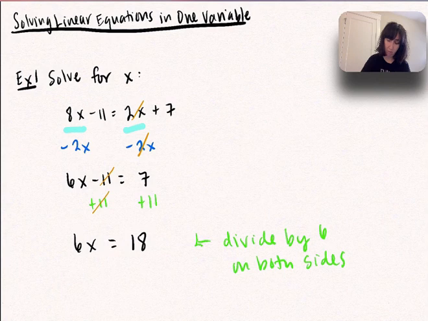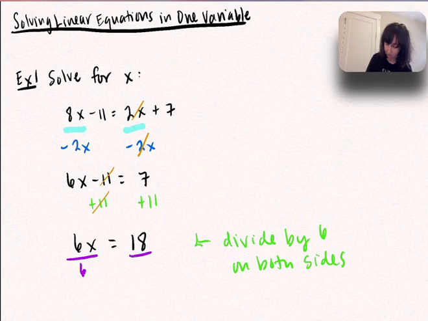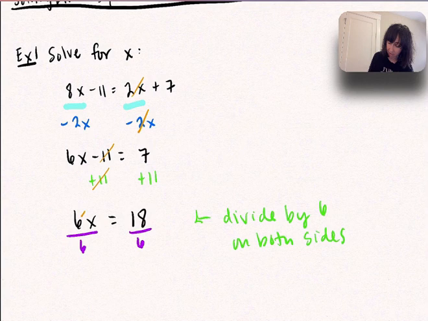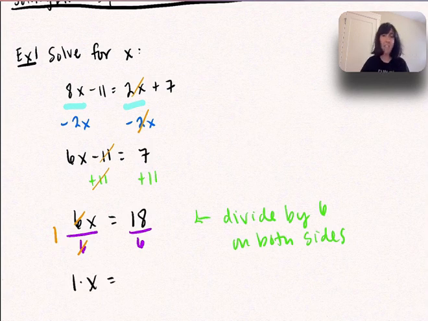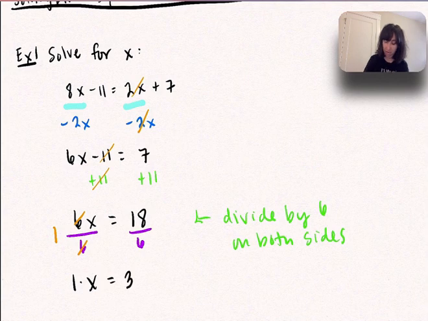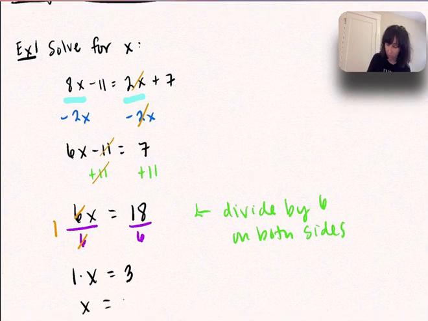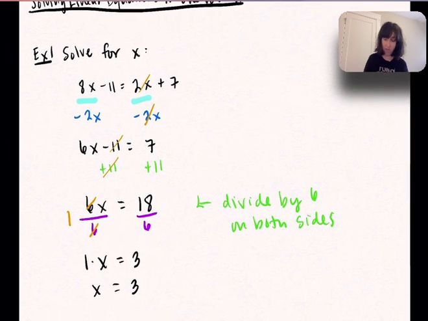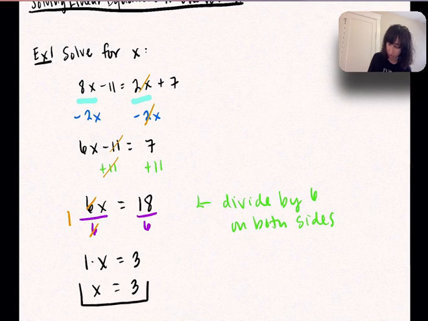So how do I divide both sides? I go divided by 6 and divided by 6. If I do that, 6 divided by 6 is just 1, and so on the left, I end up with 1 times x. And then 18 divided by 6 on the right is 3. So I end up getting x is equal to 3. Now, this number that I get, x equals 3, is the solution to the equation that we started out with. We call that the solution to the equation.